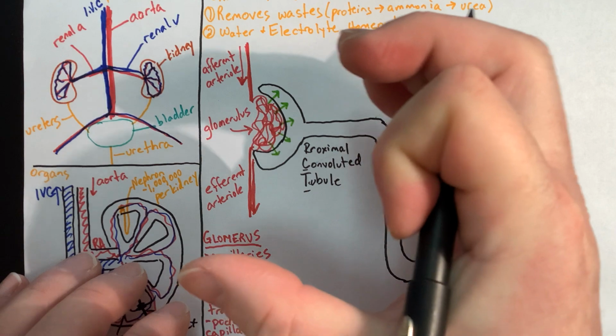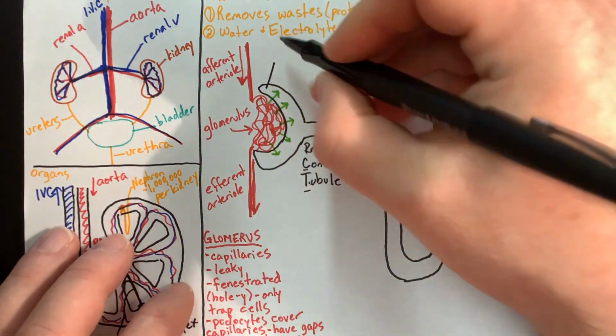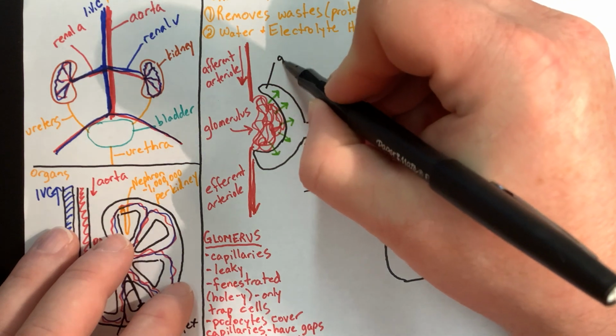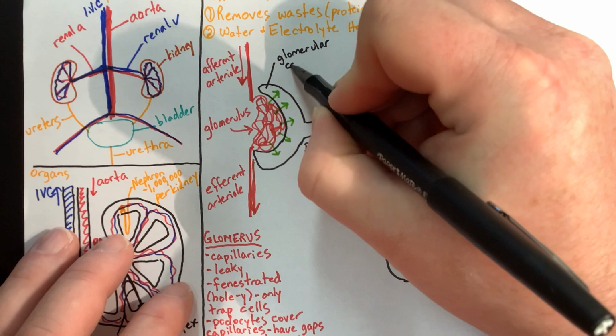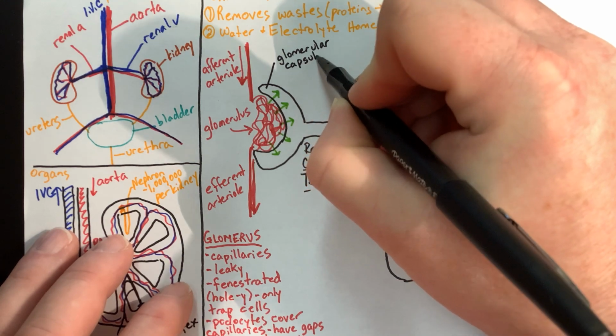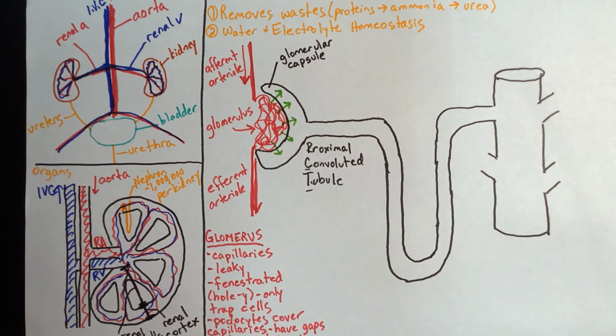In terms of anatomy, this part right here of the nephron is really important because it forms a cup around the glomerular capillaries. That's called the glomerular capsule. So that's really nice that it forms a cup around that glomerulus to catch any filtrate that's coming through.